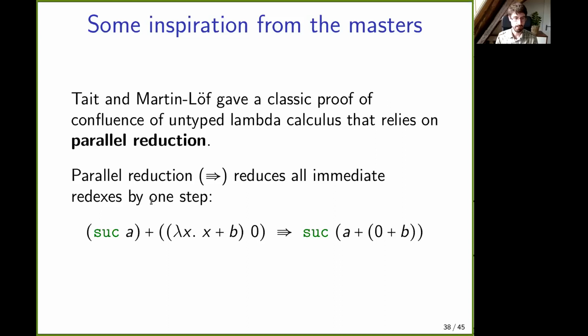I'm sure you know, but let me just give a quick example. Parallel reduction allows you to reduce all the immediately visible redexes by one step. So in this example, we have two redexes. We have a successor plus something else that we can reduce. And we also have this lambda abstraction with some arguments that we can also reduce. So we can reduce both of them in one parallel step and get to this result. Now there's a new redex here, the 0 plus b, but that one wasn't visible yet. Here we still had x plus b. So we cannot also reduce that. For that one, we would have to take another step.